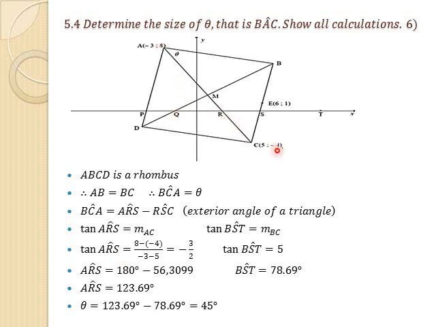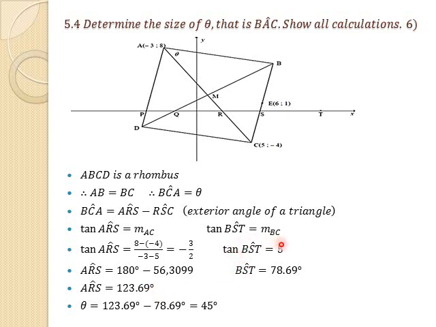So for ARS, I'm going to use the coordinates of A and C. Therefore (8 minus -4) over (-3 minus 5). That gives me 12 over negative 8. 4 goes into 12 three times, and into 8 two times. So gradient AC equals negative 3 over 2. The gradient BC we calculated was 5. If I say shift tan of negative 3 over 2, my calculator will give me negative 56,3099 degrees. Because it's negative, I'm going to say 180 minus that, which gives me 123,69 degrees.